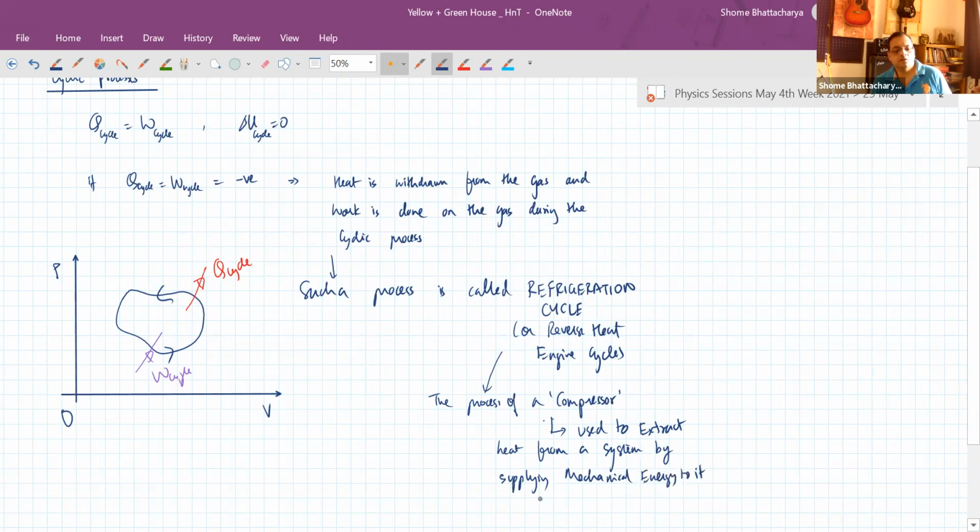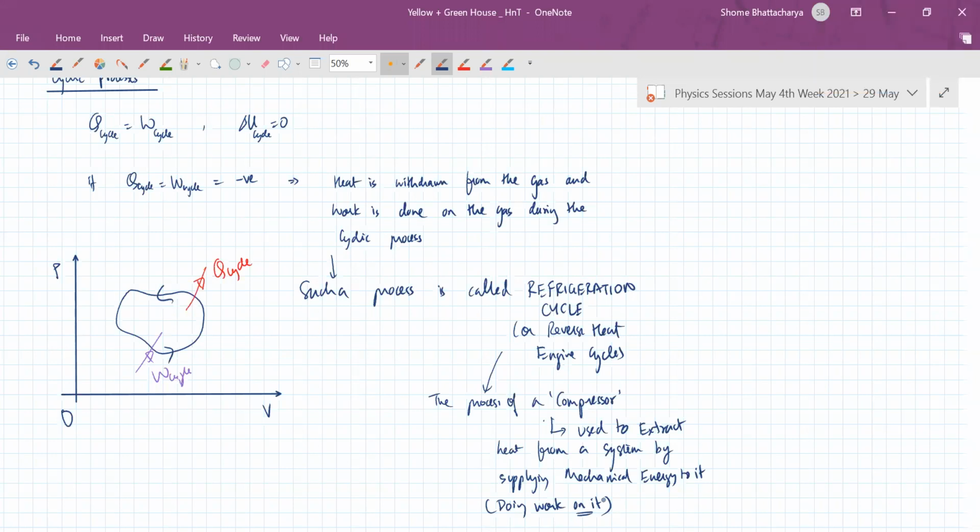to it. In other words, by doing work on it. So electrical energy is converted into mechanical energy, which is the work done on the system by the compressor. And in exchange for that work done, heat is extracted from the system. So that is the general functioning of a reverse heat engine or a refrigeration cycle.